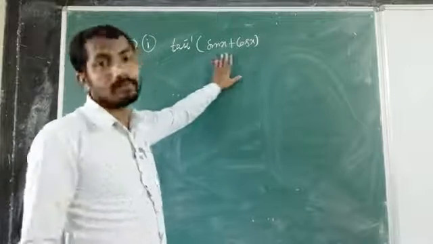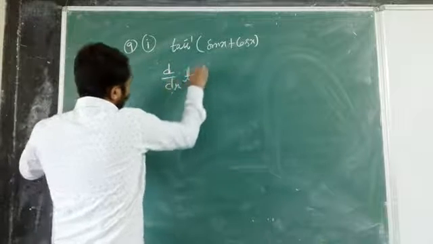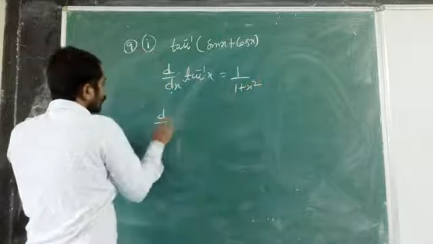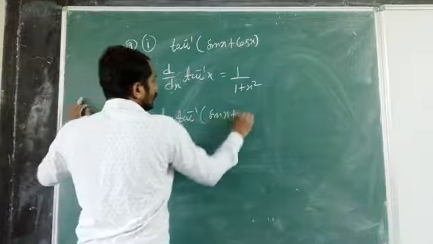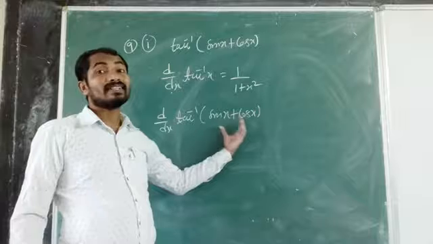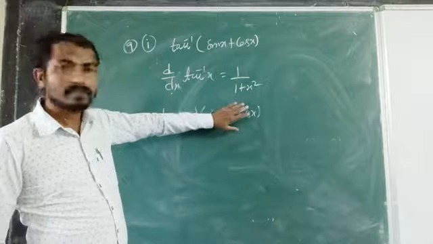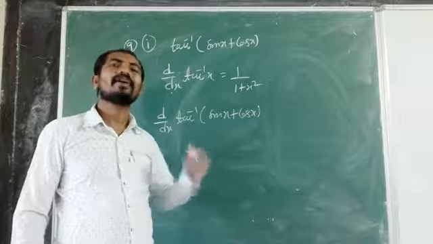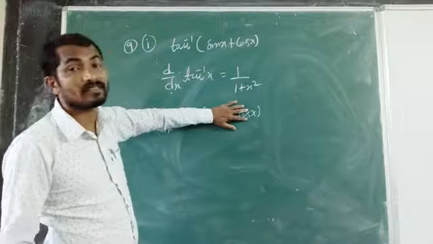Tan inverse of sin x plus cos x. What is the d by dx of tan inverse x? d by dx of tan inverse x is equal to 1 upon 1 plus x square, that is the formula. Now, d by dx of tan inverse of sin x plus cos x is in the form of tan inverse x, but it is not x. Now what we have to do? Let's assume sin x plus cos x as x. We are considering the sin x plus cos x value as x.